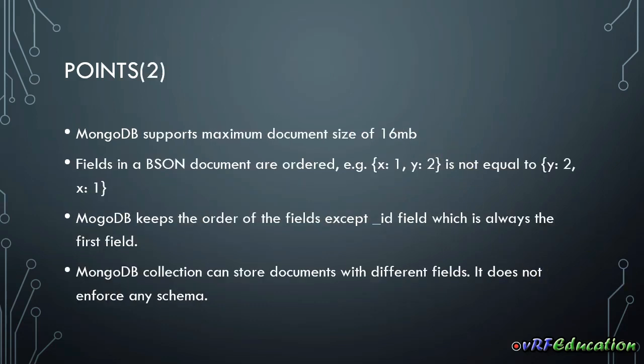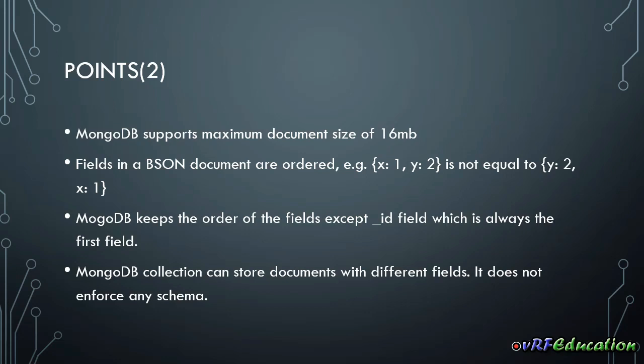And also MongoDB supports a maximum document size of 16 megabytes. And if you want to save a document whose size is more than 16 megabytes, you need to use GridFS. It's a plugin for MongoDB that lets you store documents with a size of more than 16 megabytes.